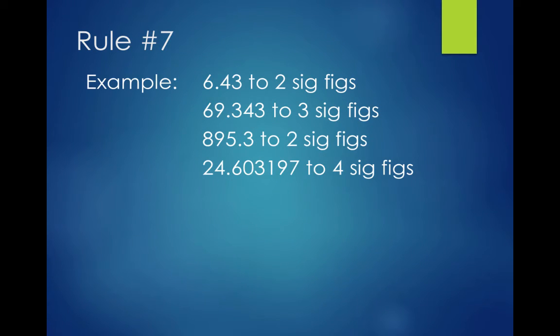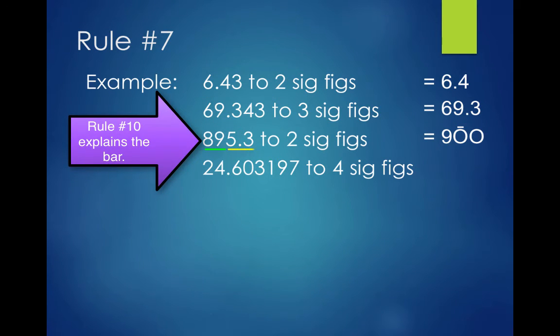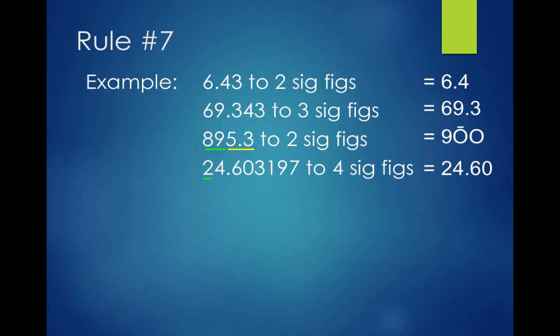Example, 6.4, key digit is 3. 69.3, the key digit is 4. 900 with a bar over the second 0, the key digit is 5.3. 24.60, the key digit is 3.